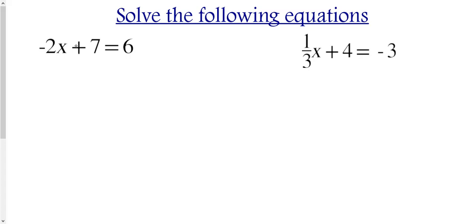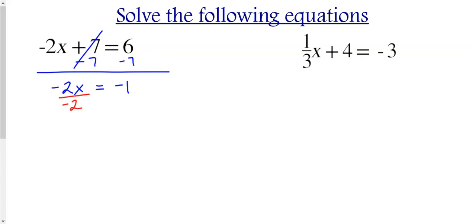Okay, first step we want to do is subtract 7 from each side. Alright, so then after we do that, we are left with negative 2x is now equal to 6 minus 7, is negative 1. Now to get x by itself, divide each side by negative 2. So that gets rid of the number in front. Now we have x by itself is equal to negative 1 divided by negative 2.